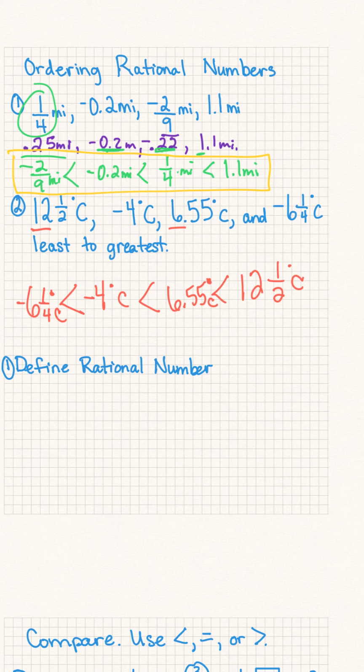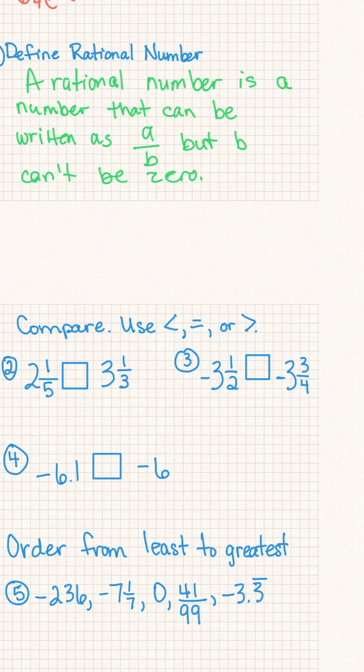Now I want you to define a rational number. See if you can tell me what a rational number is without looking back in your notes. Write it down and then check back to see if you got the correct answer. If you put a rational number as a number that can be written as a over b, but b can't be 0, you're correct. You could also say a rational number is a number that can be written as a quotient of 2 integers.